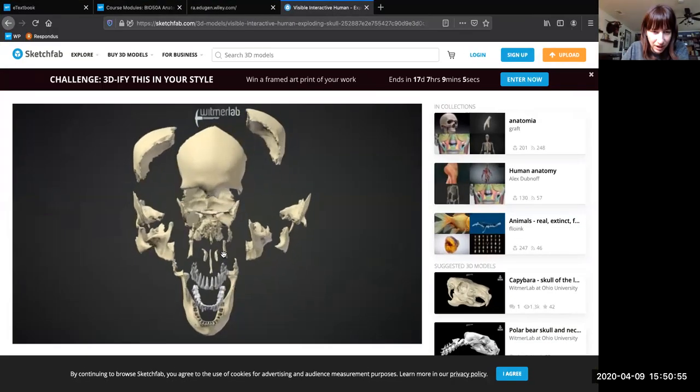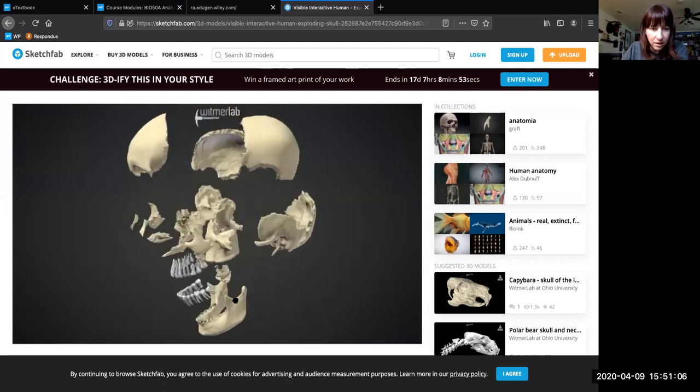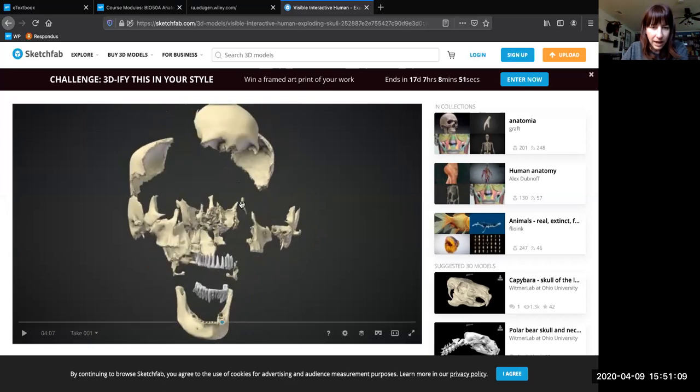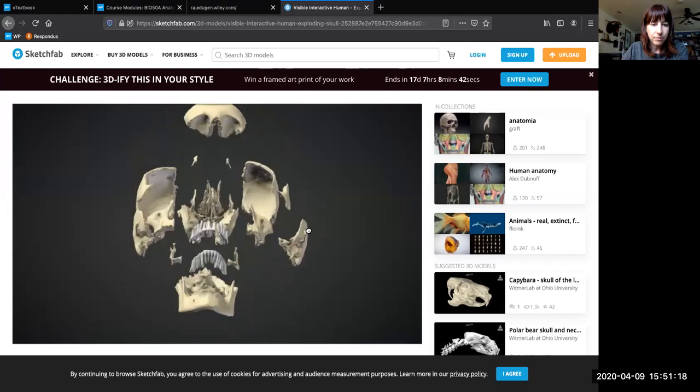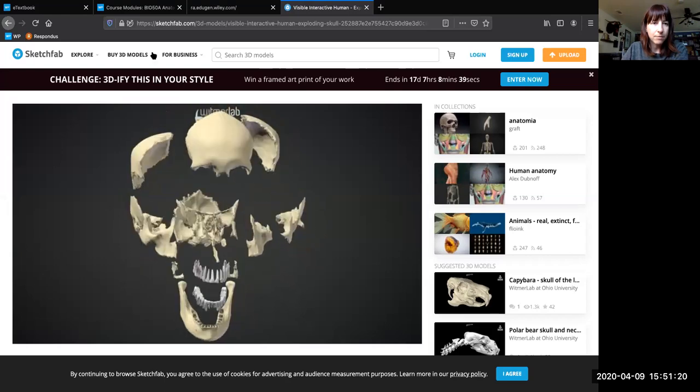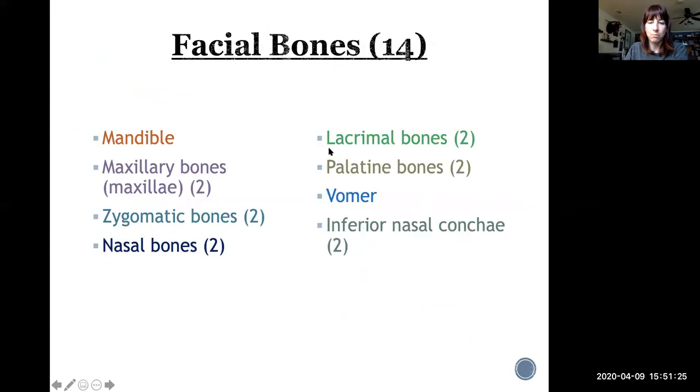So here are the conchae, okay? So the inferior nasal conchae are right here, okay? And that would make these guys the lacrimal bones right there. So we've got the lacrimal bones, the inferior nasal conchae, and the vomer right there. Okay. Can't get enough of that thing. Really cool. Okay, so those are your facial bones. Any other questions about your facial bones before I move on?